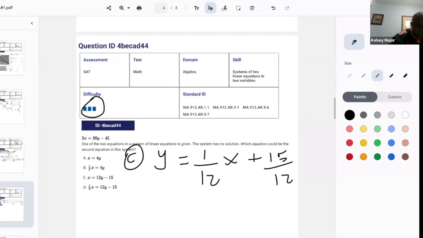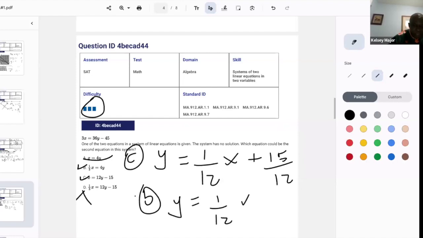We know A is out. Slope is wrong. B, we said, was a possibility. And C now is also a possibility, right? Let's take a look at D. So for D we're dividing everything by 12. And if we divide 1/3 x by 12, that's going to be 1 over 36. So D is out, right? So what is going to be our choice? I'm going to write B back. B is equal to 1 over 12 x plus 0, right?